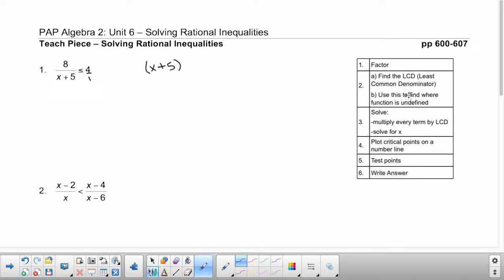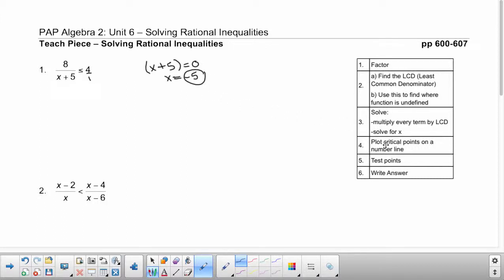The second part is to use this to find where the function is undefined. Remember, we have an issue where our fraction has a denominator equal to 0. So what we're going to do is set our least common denominator equal to 0 and solve. Here this gives us that we are undefined at x equals -5. I'm going to circle this number because this is going to be one of our critical points. So this is one place where we can find our critical points.